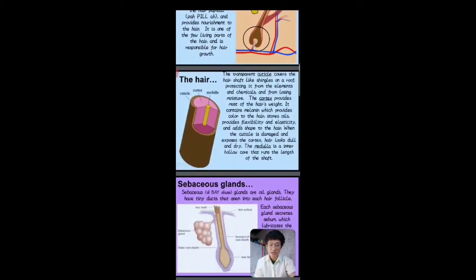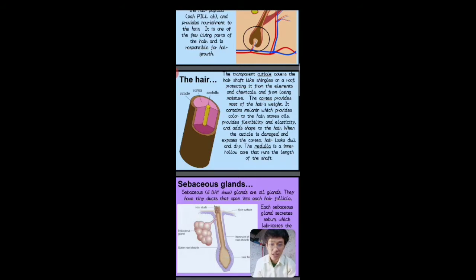The hair. The transparent cuticle covers the hair shaft like shingles on a roof, protecting it from elements and chemicals and from losing moisture. The cortex provides most of the hair's weight. It contains melanin, which provides color of the hair, stores oils, provides flexibility and elasticity, and adds shape to the hair. When the cuticle is damaged and exposes the cortex, hair looks dull and dry.